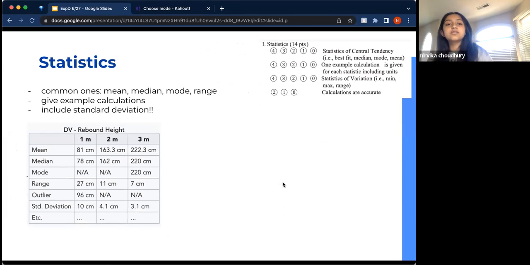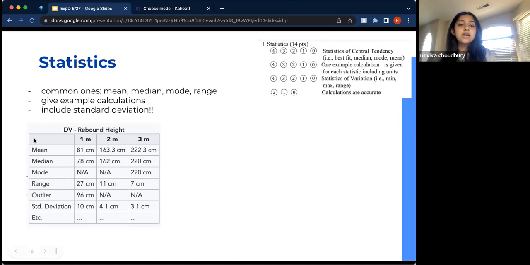Moving on, statistics. I'm pretty sure you guys all know how to calculate the common ones like mean, median, mode, and range. Like we did in the quantitative data, we have to give example calculations. You can see in the rubric, it's literally 4 points. We don't want to lose it. So an easy way to score points is just to give example calculations.